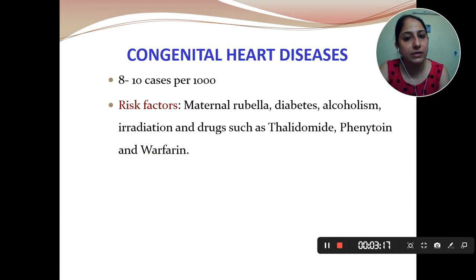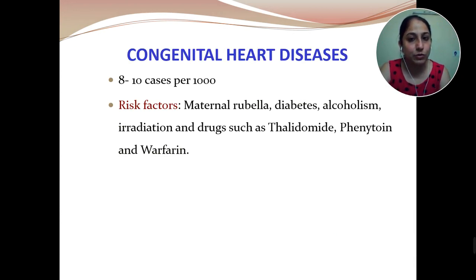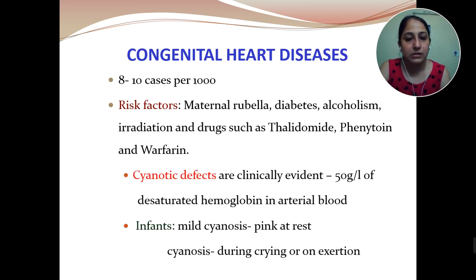Now congenital heart diseases occur in 8 to 10 cases per 1000 children, and risk factors include maternal rubella, diabetes, alcoholism, irradiation and drugs such as thalidomide, phenytoin and warfarin. Cyanotic defects are clinically evident when 50 grams per liter of desaturated hemoglobin is present in the arterial blood. In an infant, mild cyanosis generally goes unnoticed and the child appears normal and pink, and the cyanosis is only visible when the child cries or there is exertion in any form.